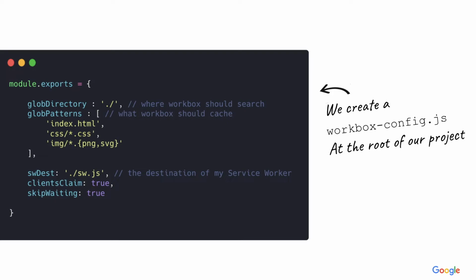So here index.html and all the CSS that is inside our CSS folder. All our images that are inside our img folder, so either PNG or SVG. And we put the destination of our service worker, so at the root of our project, /sw.js. Clients claim and skip waiting true. It is just plumbing, just to avoid inconsistency in our project.